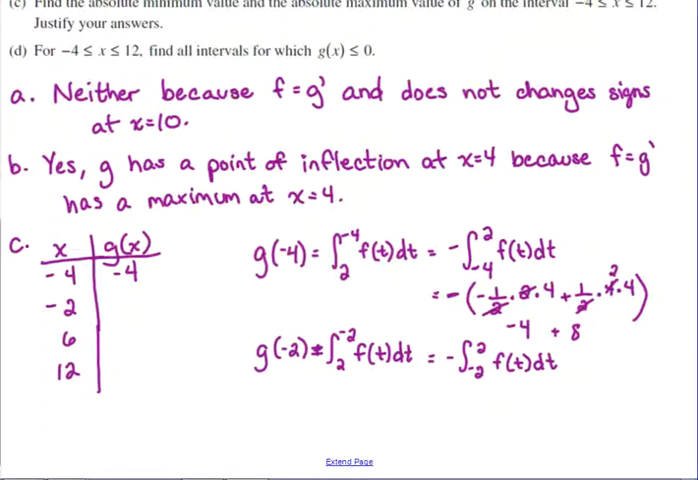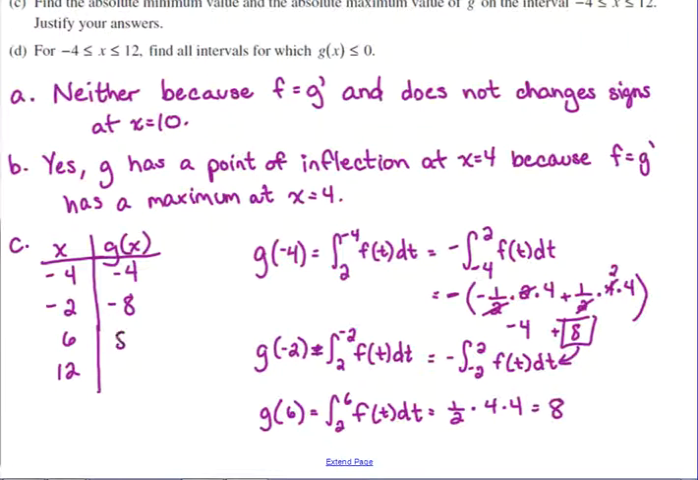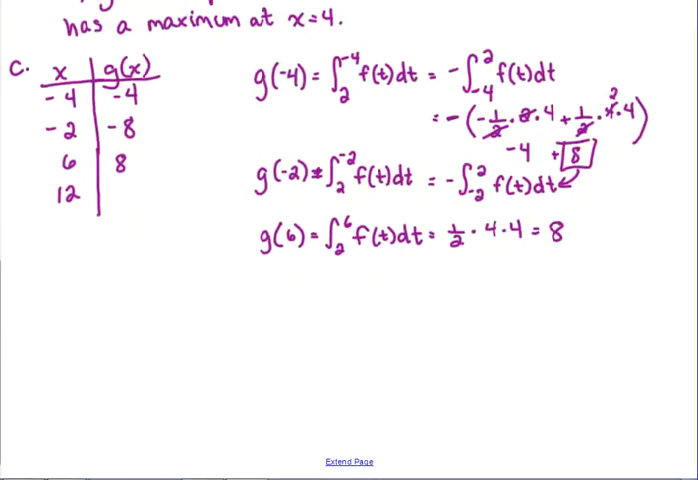We just found the area between -2 and +2. That was the 8 right there, and it just needs a negative in front of it. So g of -2 is -8. G of 6, the integral from 2 to 6 of f of t dt. From 2 to 6, we've got another triangle. The base is 4, the height is 4, so that's a +8. No negative in front of this one because we're going from +2 to +6.